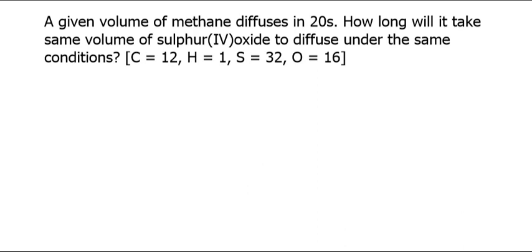A given volume of methane diffuses in 20 seconds. How long will it take the same volume of sulphur oxide to diffuse under the same conditions, given the atomic mass of carbon to be 12, hydrogen 1, sulphur 32, and oxygen 16? Solution.